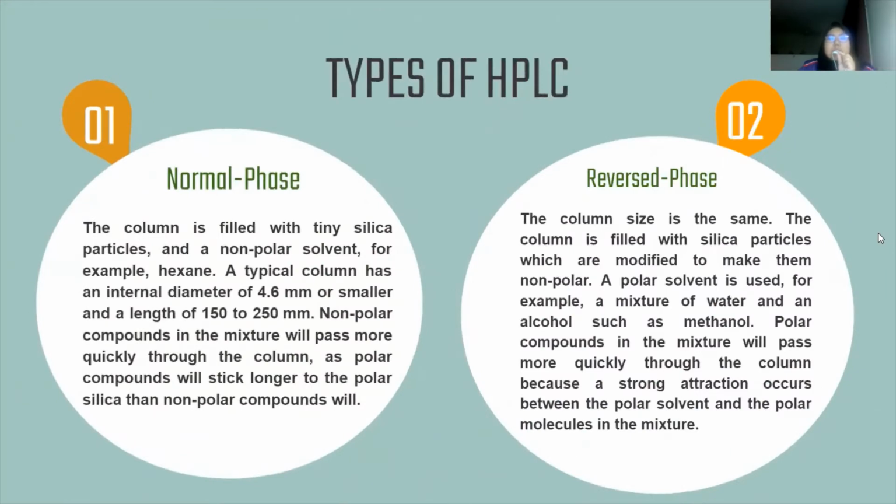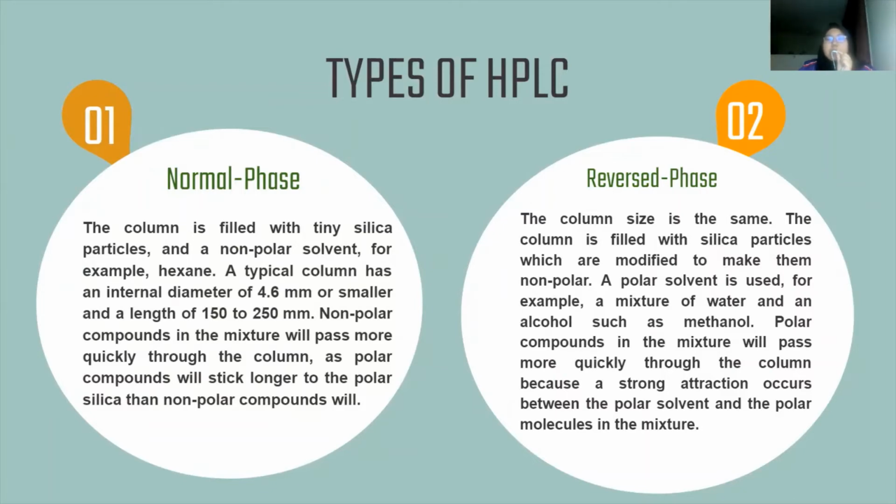There are two types of HPLC, which are normal phase and reverse phase. For normal phase, the column is filled with tiny silica particles and a non-polar solvent, for example hexane. A typical column has an internal diameter of 4.6 millimeters or smaller and a length of 150 to 250 millimeters. Non-polar compounds in the mixture will pass more quickly through the column, as polar compounds will stick longer to the polar silica than non-polar compounds will.